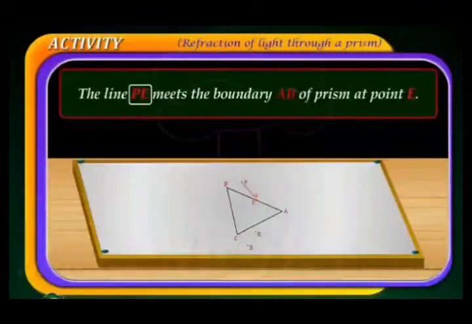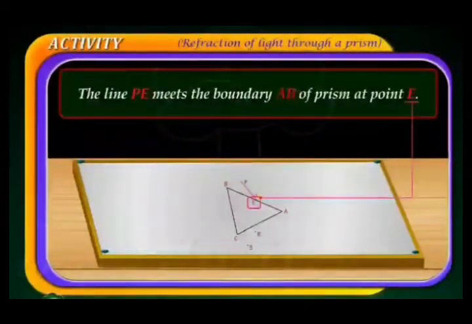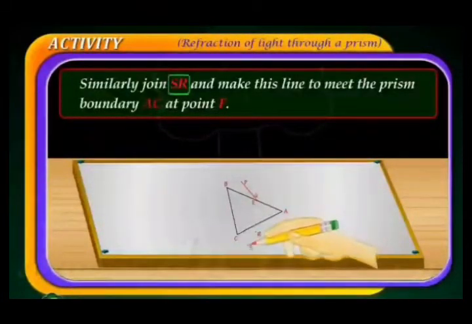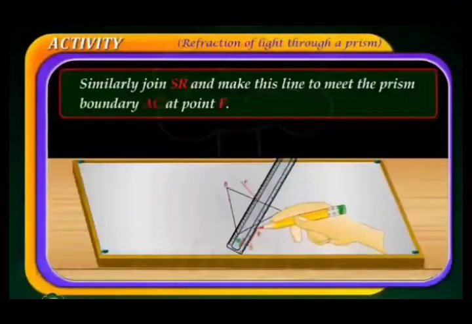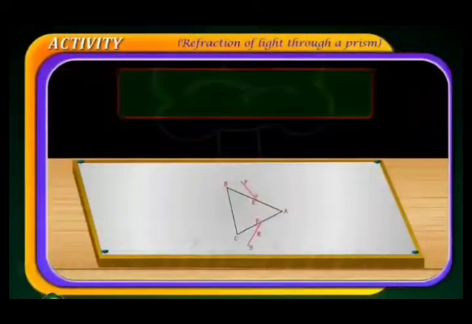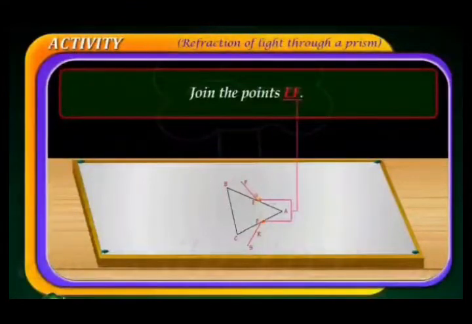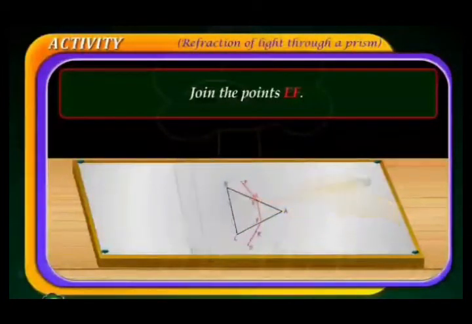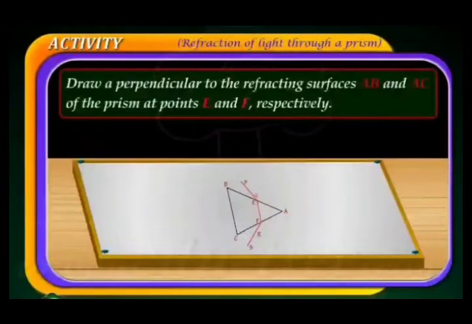The line PE meets the boundary AB of the prism at point E. Similarly, join SR and make this line meet the prism boundary AC at point F. Join the points E and F. Draw perpendiculars to the refracting surfaces AB and AC of the prism at points E and F respectively.